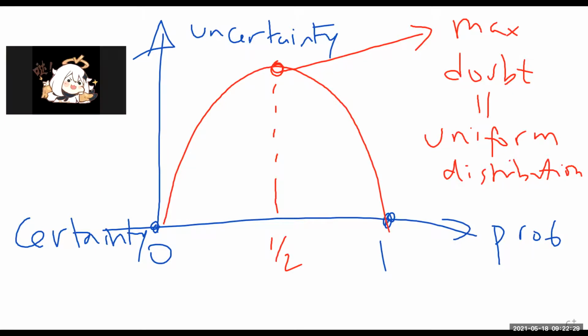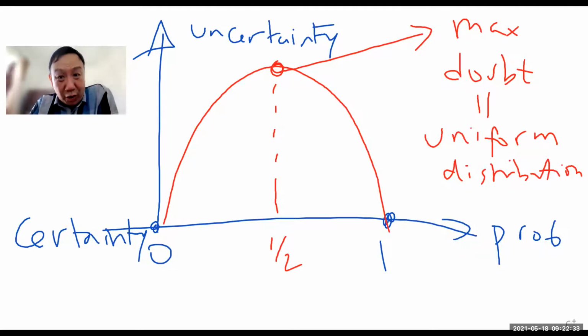So if we're unsure, we want to maximize doubt. Correct. So if you are unsure, you want to maximize your doubt, right? Yes. So in that case, how do you do it? You use uniform distribution. This is the most common sense, right?